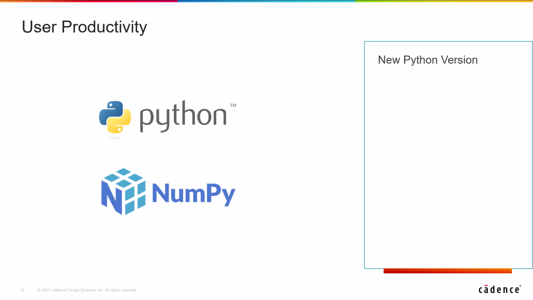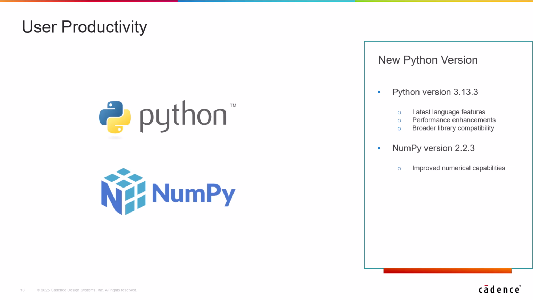Last but not least, the embedded Python environment has been upgraded from version 3.11 to 3.13.3, giving users access to the latest language features, performance enhancements, and broader library compatibility. In addition, NumPy has been updated to version 2.2.3, ensuring improved numerical capabilities and better integration with scientific workflows. Most importantly, the Python API documentation has been significantly enhanced, offering clearer guidance for users.